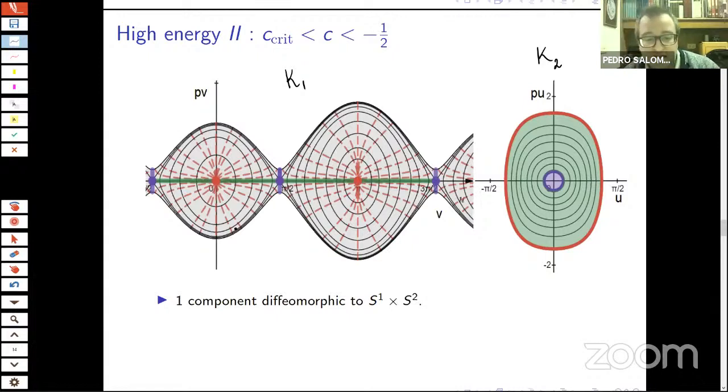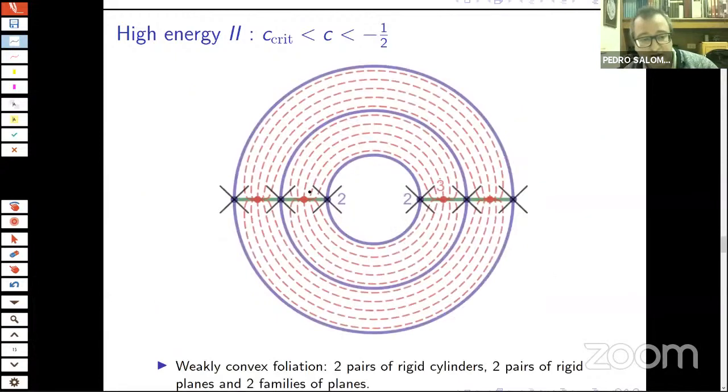And the foliation that we see in this 3-dimensional energy level, it's very simple. In fact, it's S1 cross S2. So this outer circle corresponds to a 2 sphere, and the inner circle is another 2 sphere, which is identified with the outer one. So this is the S1 direction when you identify these two spheres.